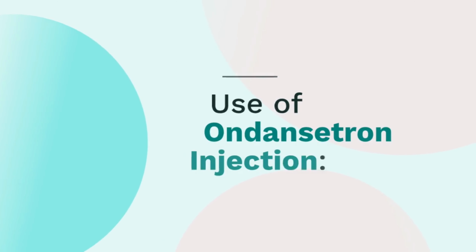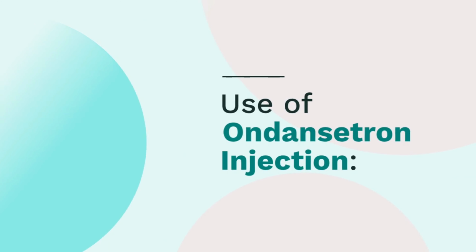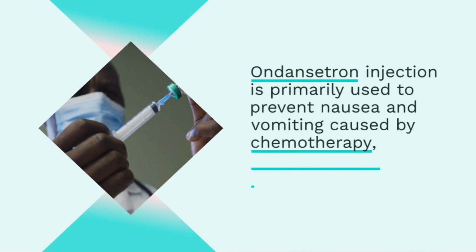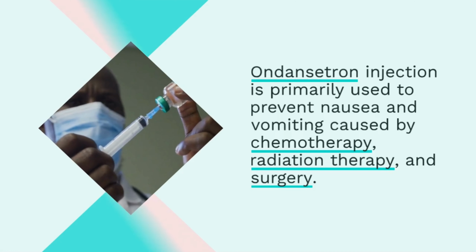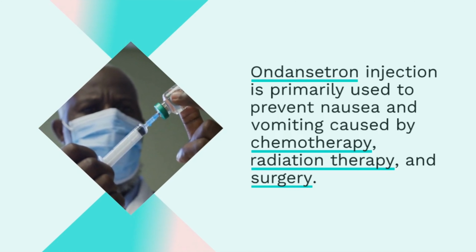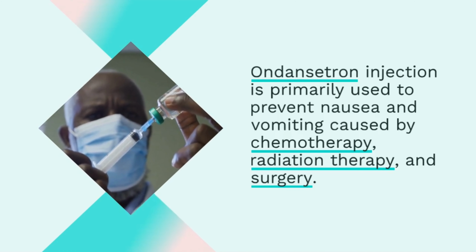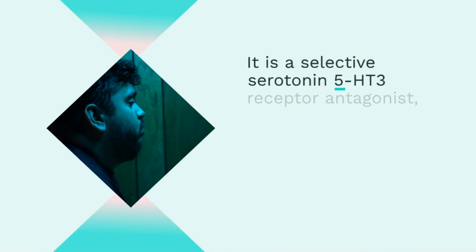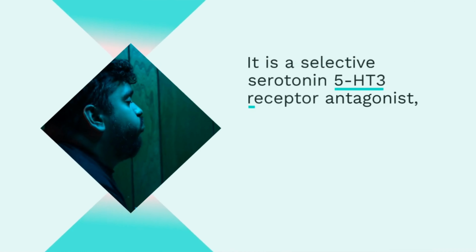Now, let's get started. Use of Ondansetron Injection. Ondansetron injection is primarily used to prevent nausea and vomiting caused by chemotherapy, radiation therapy, and surgery. It is a selective serotonin 5-HT3 receptor antagonist, which blocks the action of serotonin, a natural substance that may cause nausea and vomiting.